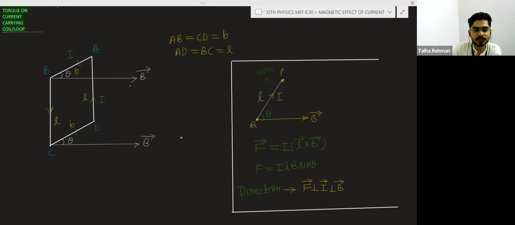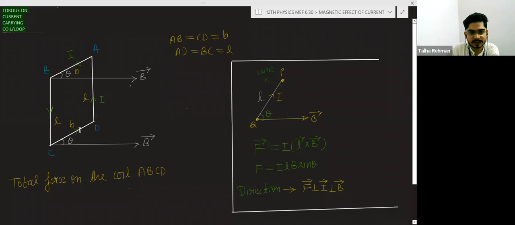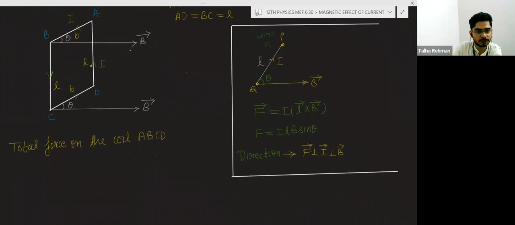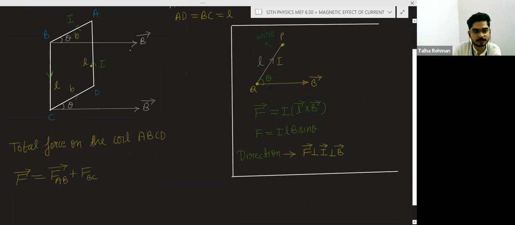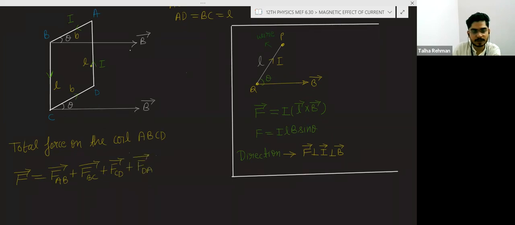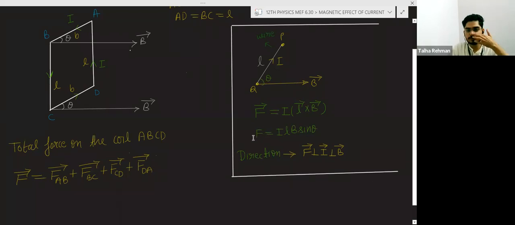So when you calculate the total force on the coil A, B, C, D, the total force will be the force on wire AB, wire BC, wire CD, and wire DA. So you can write total force is equal to FAB vector plus FBC plus FCD plus FDA. Now we will apply this formula.